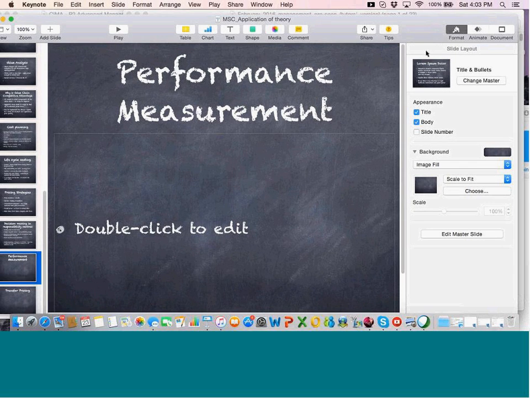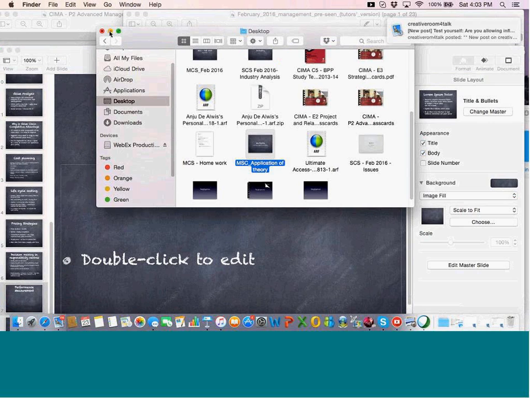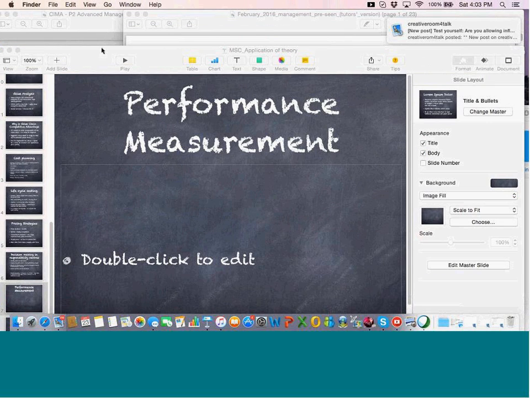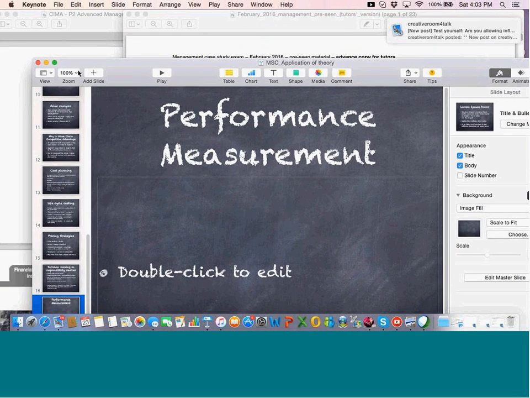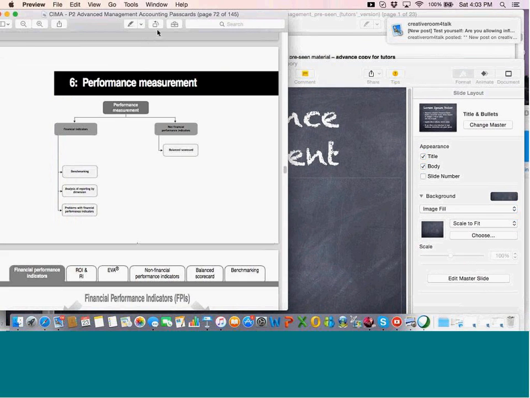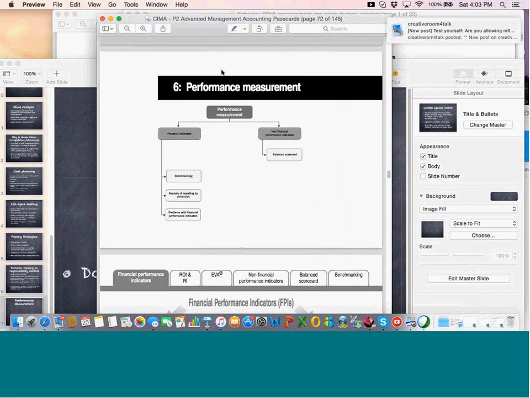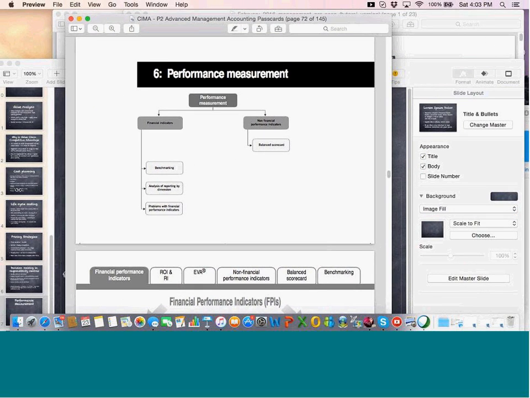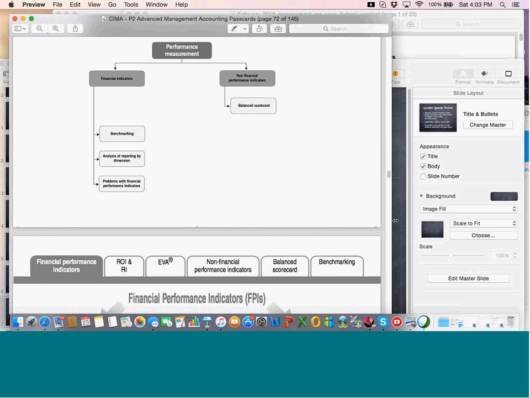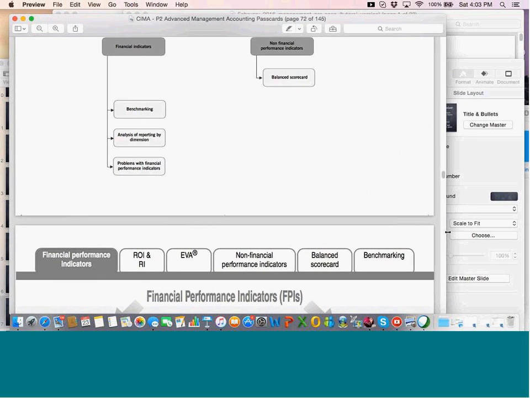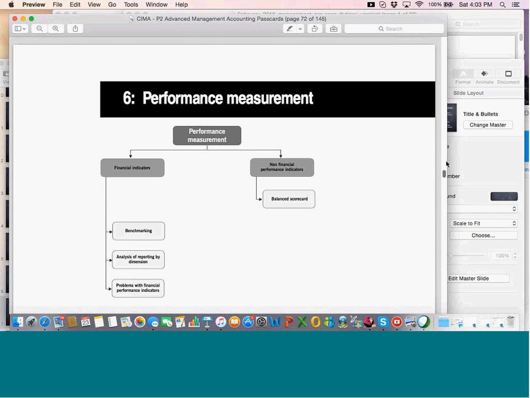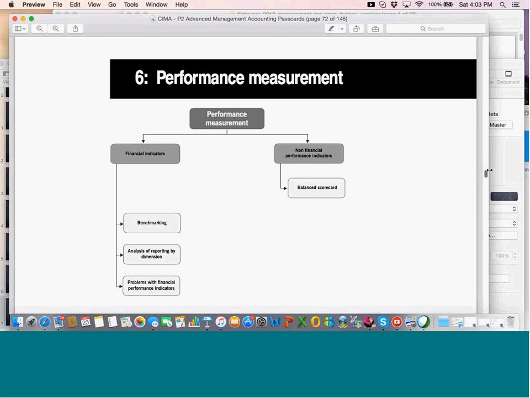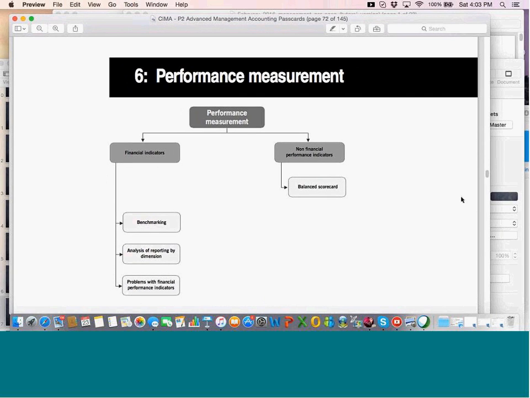Performance measurements, I think, will play a significant role in our case study, correct? Because we've got so many factors to consider, it's not just one company, but three stores as well as the franchisees they have added. So they play a significant role. Now, when we talk about performance measurement, we will look at financial indicators as well as non-financial performance indicators.